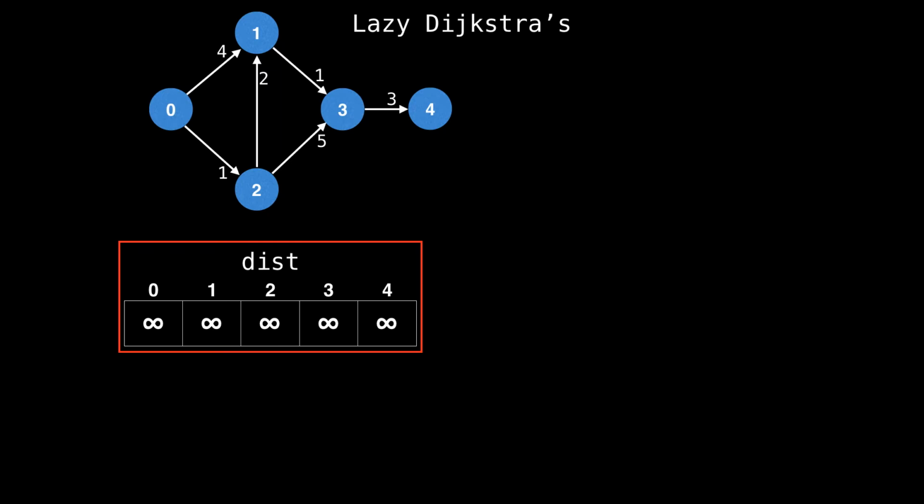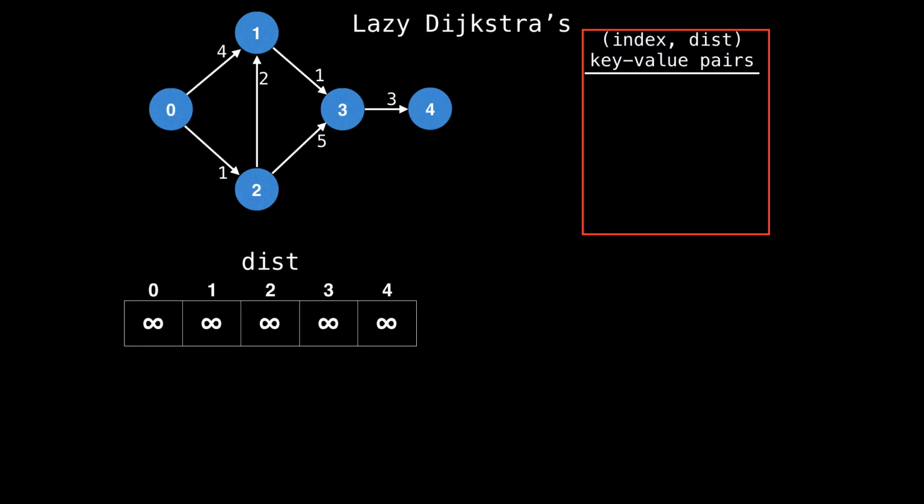In the beginning, the distance to every node is initialized to have the value of positive infinity, since we assume that every node is unreachable. If at the end of the algorithm there's still a value of infinity at a certain index, then we know that that node is unreachable.